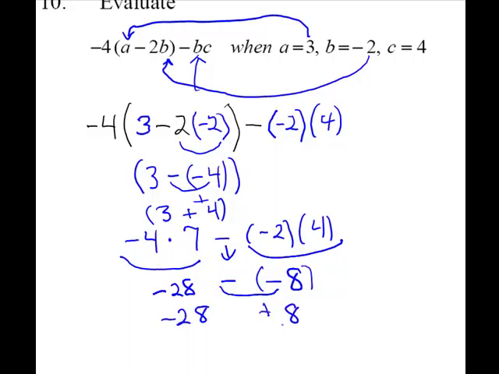So you have different signs. Different signs subtract. Sign of the larger. This is a tricky problem. You had to be very careful.